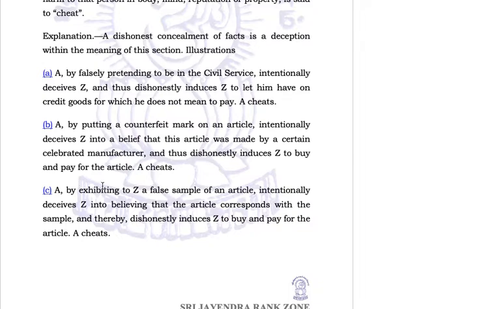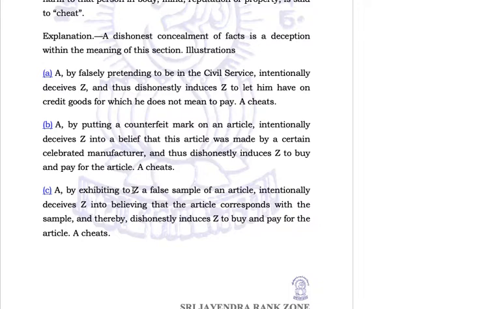A, by exhibiting to Z a false sample of an article, intentionally deceives Z into believing that the article corresponds to the sample, and thereby dishonestly induces Z to buy and pay for the article. A cheats. Now A shows him a sample and says the bulk corresponds to the sample. Okay, we discussed this in the Sale of Goods Act as well.